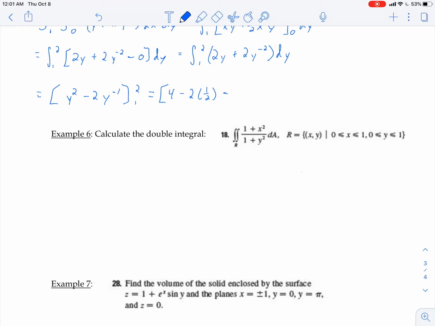Minus, substitute in the 1. We're going to get 1 squared, which is just 1, minus 2. And so you get 4 minus 2 times 1/2, which is just going to be 1. And then we have 1 minus 2. I'll write it all out so there's no confusion. So we get 4 minus 1 minus, and then 1 minus 2, which is negative 1. So we get 4 minus 1 minus negative 1, which is 4 minus 1 plus 1. The negative 1 plus 1 cancels out, and we get 4.